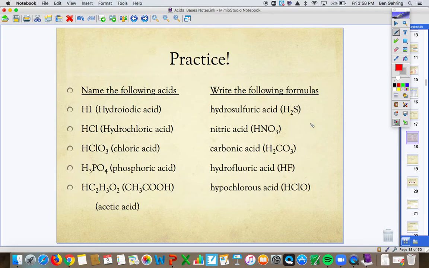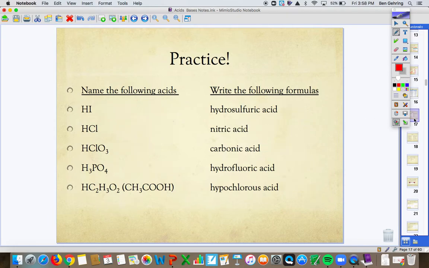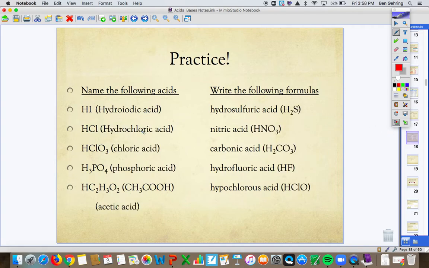So as you're moving on, these are your names of the acids here. HI is hydriodic, HCl is hydrochloric, and so on and so forth. So you've got names here and you have formulas over here to check yourself. So there's some practice for you.